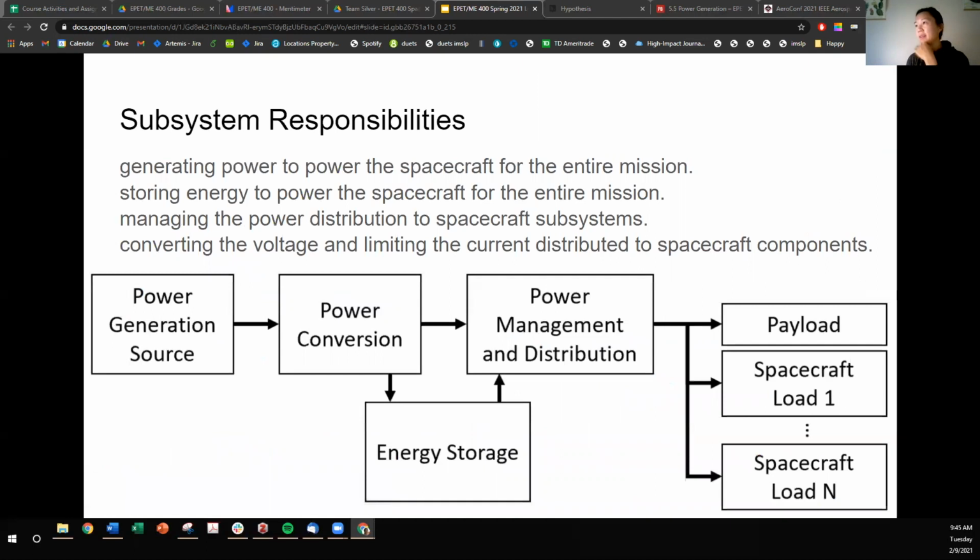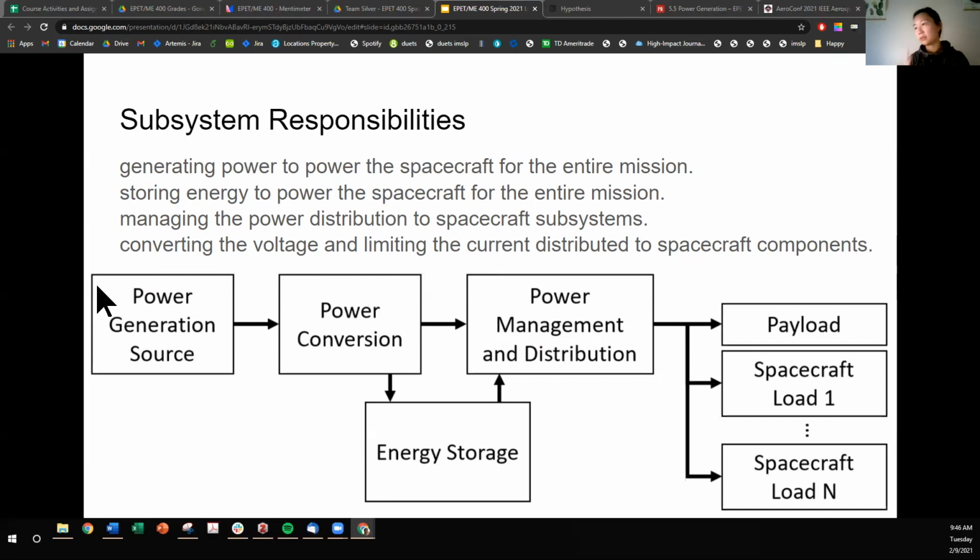Cool. So getting those fundamental concepts out of the way, we can start to talk about subsystem responsibilities. And I want to be very specific that there's a difference between power and energy. So the subsystem responsibilities for the spacecraft bus, the electrical power system must generate power to power the spacecraft for the entire mission, must store energy to power the spacecraft for the entire mission, then manage the power distribution to spacecraft subsystems, and then convert the voltage and limit current distributed to the spacecraft components.